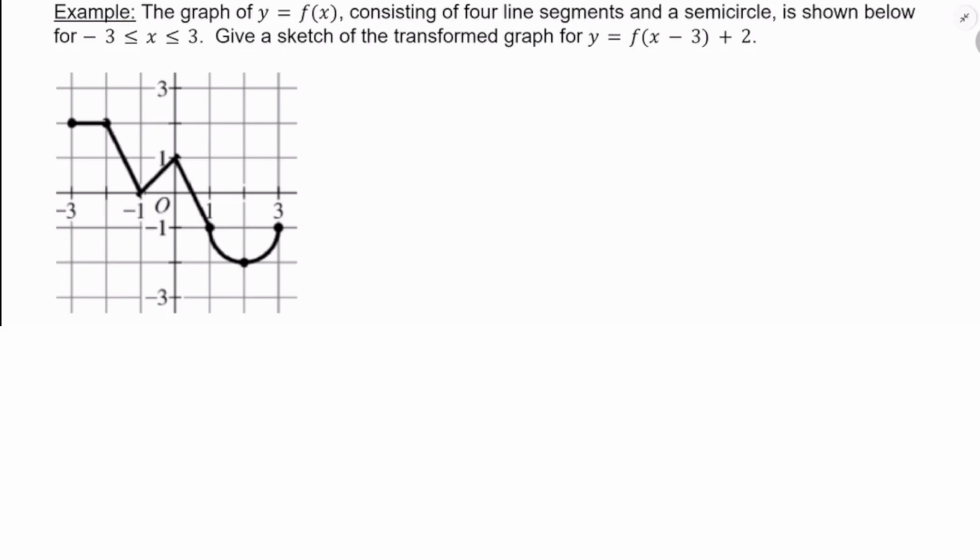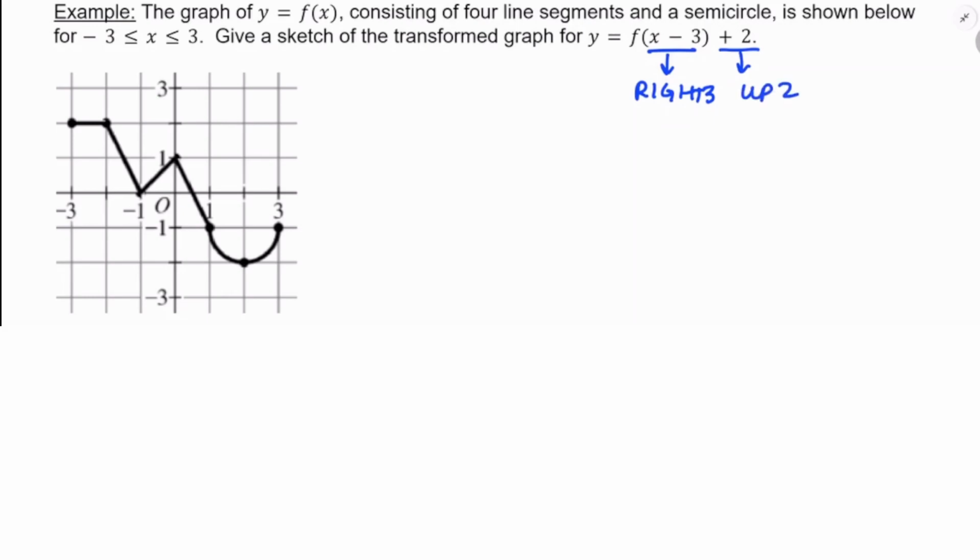All right, now this next one has 4 line segments and a semicircle. Give a sketch of the transformed graph for y equals f of x minus 3 plus 2. So that's going to be shifting right by 3 and then up by 2.